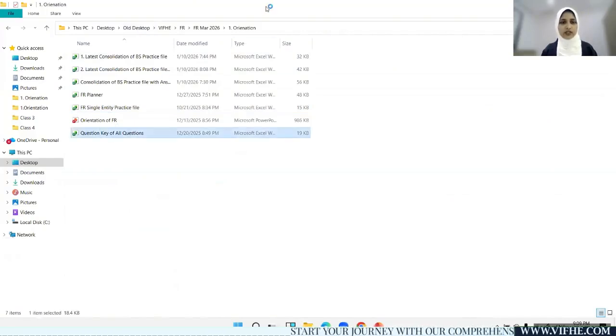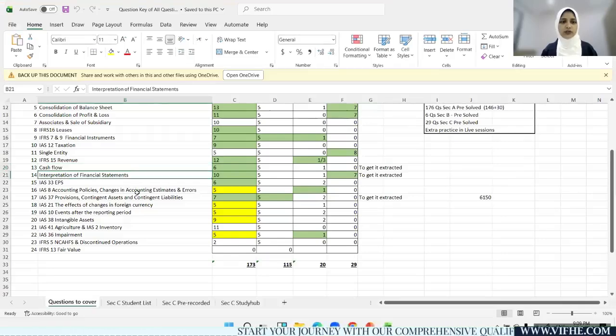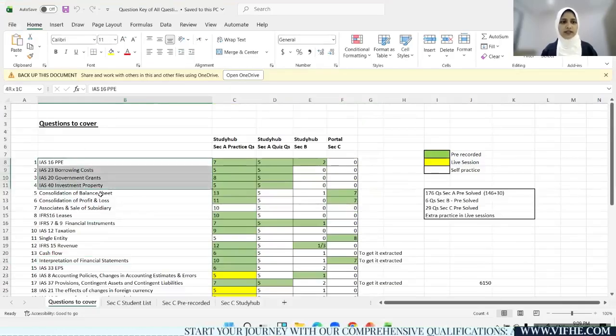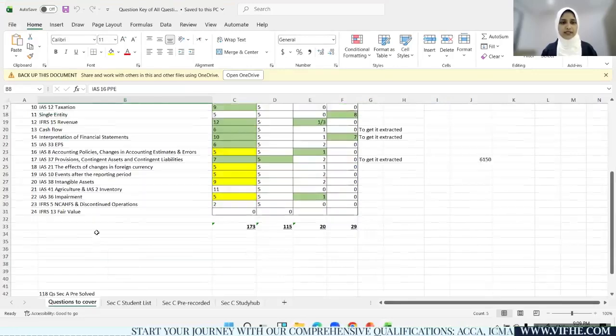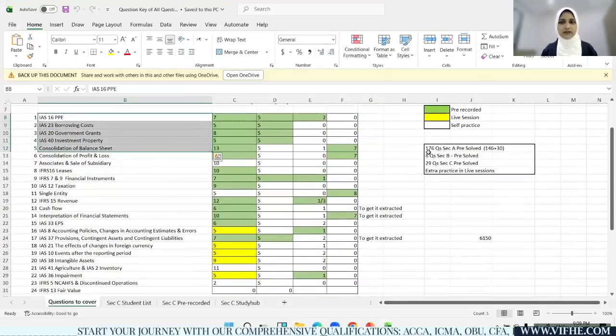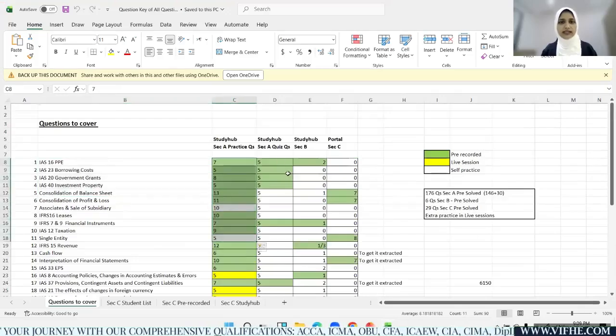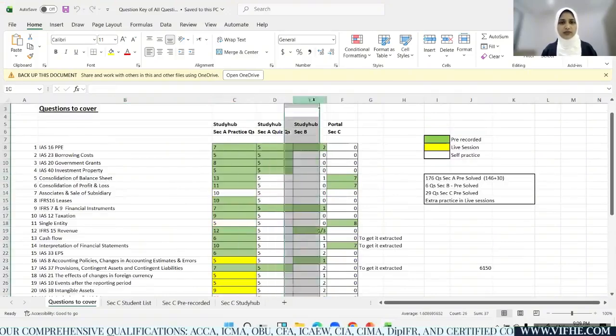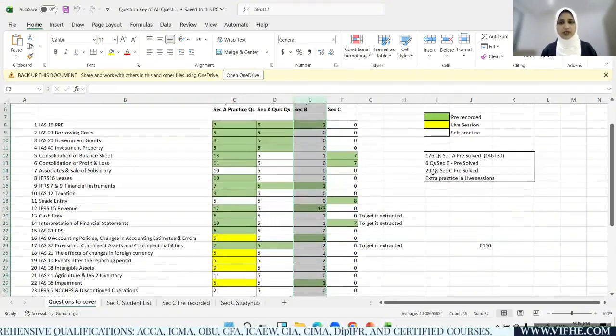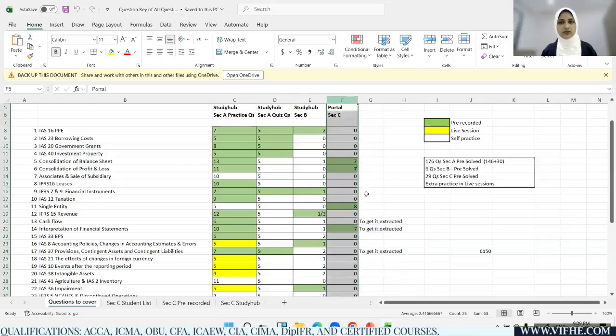What all in the question key do you have? So this is the list of questions to cover for IS 16, IS 23, 40. Chapter wise I've given. You have basically 176 questions of section A pre-solved. All the green taggings are pre-solved. 6 questions of B pre-solved. Section B, can you see 6 questions pre-solved? 29 questions of section C pre-solved. So much you already have for practice.